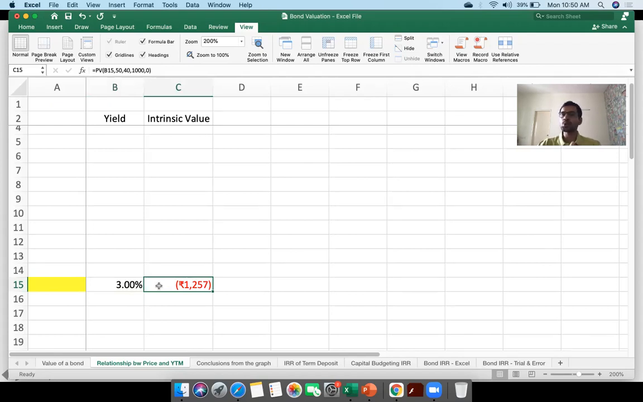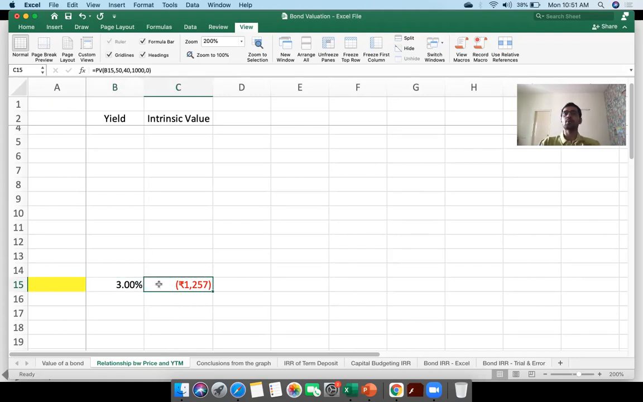Now the meaning of this is: if I as an investor want a rate of return of 3%, and I have a bond in front of me which is paying $40 in the form of coupon for 50 years, and which is going to pay back a redemption value of $1,000 at the end of the 50th year, then the maximum price that I'm supposed to pay is 1,257.